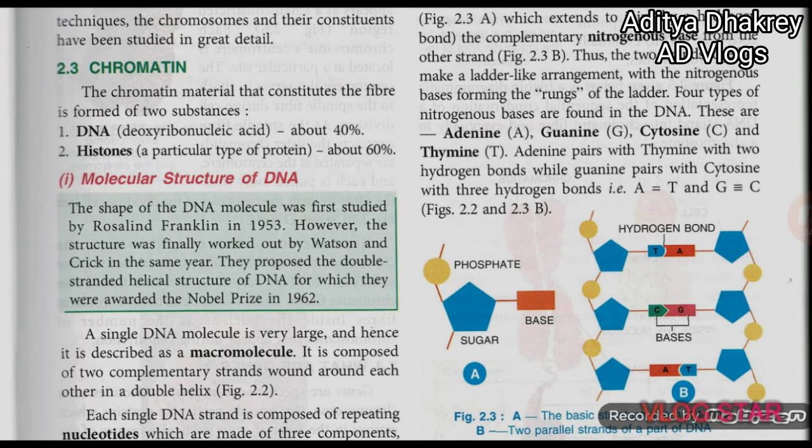Four types of nitrogenous bases are found in DNA. These are adenine, guanine, cytosine, and thymine. Adenine pairs with thymine with 2 hydrogen bonds, while guanine pairs with cytosine with 3 hydrogen bonds. That is, A equals T and G equals C.